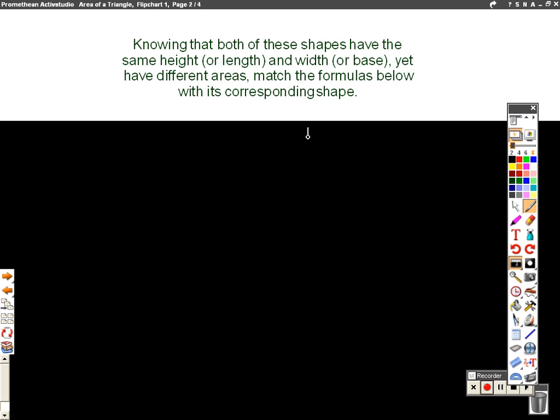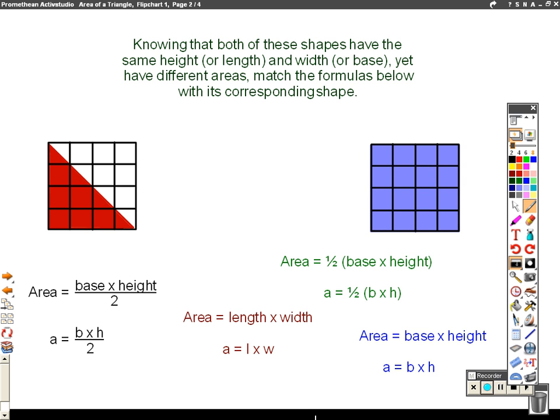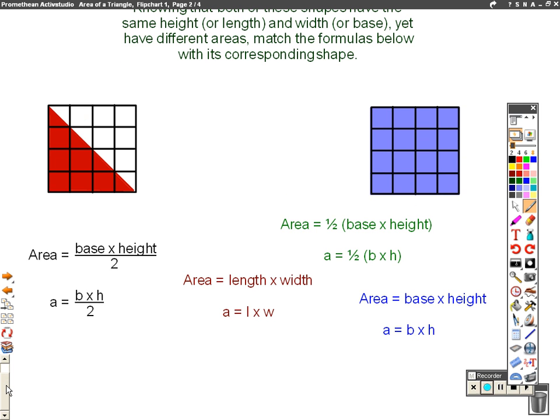Knowing that both of these shapes have the same height or length and width or base, yet have different areas, match the formulas below with its corresponding shape. So what I'd like you to do is to pause the video for a moment and go ahead and try to match up the formulas with the shape that it corresponds to. All right, let's see how you did.